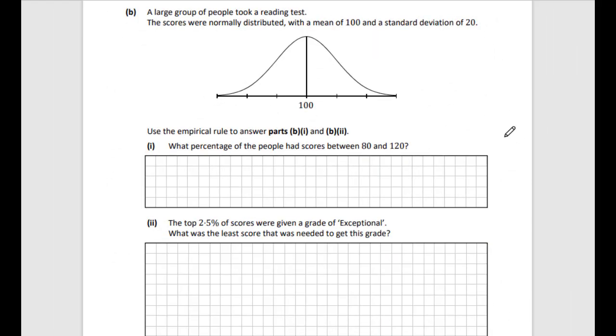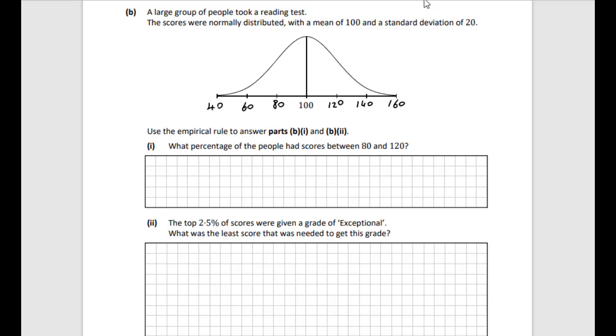Okay, so let's have a look at B. A large group of people took a reading test. The scores were normally distributed with a mean of 100 and a standard deviation of 20. Okay, so if the mean was 100, standard deviation of 20, that would make this 120, 140 here, and then 160 here. Down here we would have 80, we'd have 60 and 40. There are 1, 2 and 3 standard deviations above and below the mean.